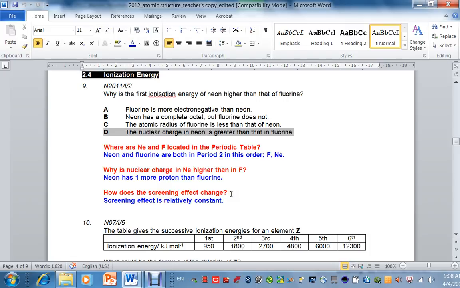Then how does the screening effect change? It's relatively constant for both atoms because they are in the same period, so they have the same number of inner shell electrons. So to answer this question, the increase in ionization energy is due to the greater nuclear charge.